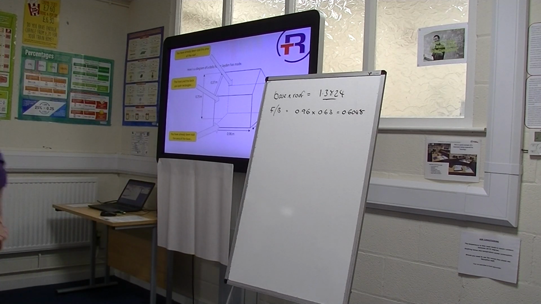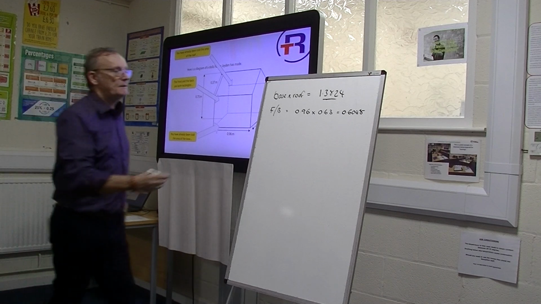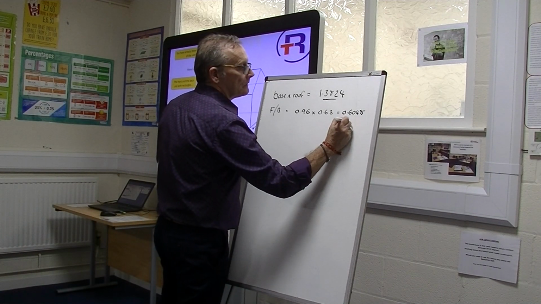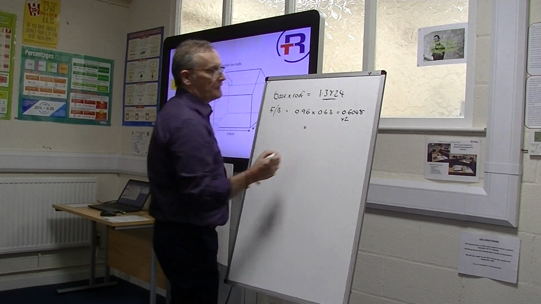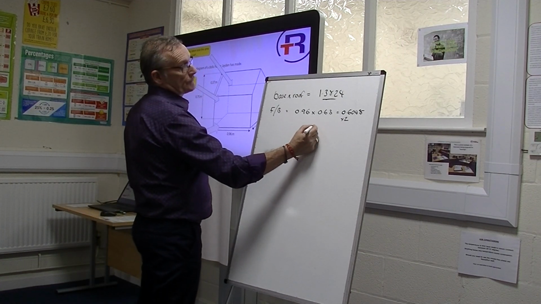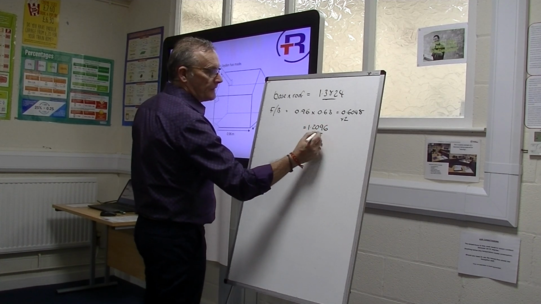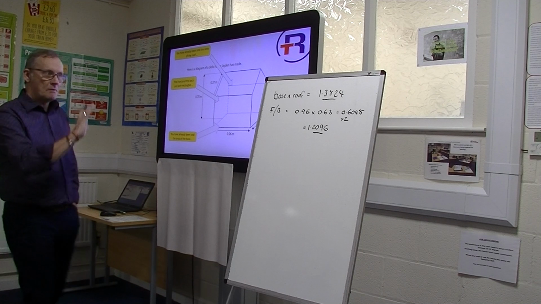That's just for the front. So what we're going to do with that is times it by 2, which gives us a grand total for the front and the back of 1.2096. Little line underneath it to show I'm coming back to it in a few minutes.